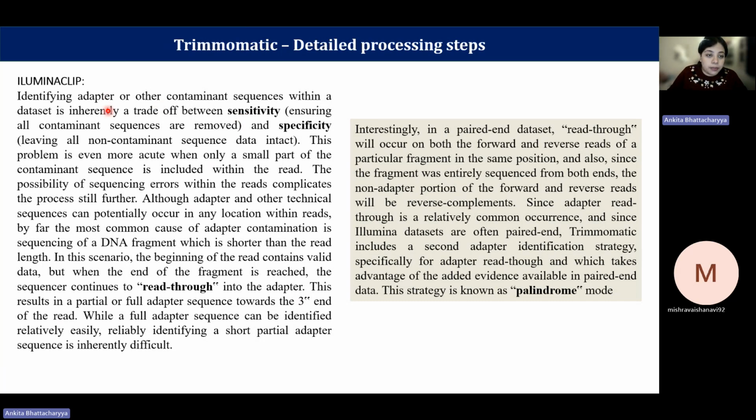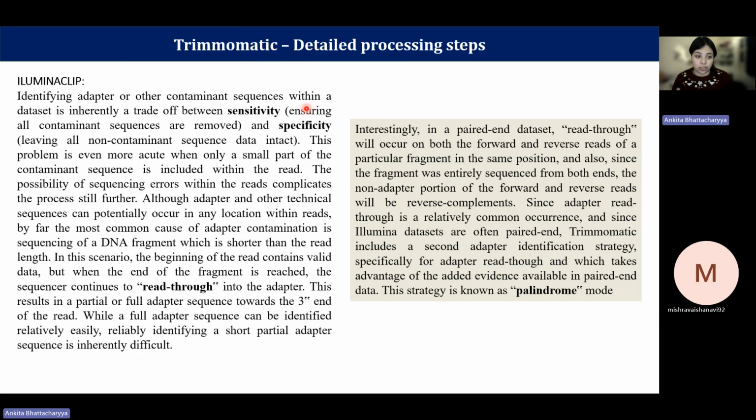Now, this particular step is a trade-off between sensitivity and specificity. What do we mean by these terms with respect to this particular tool? Sensitivity means that the tool should be sensitive enough to find and remove any contaminant sequence that is present. So its accuracy of detection should be very high, where every time it comes across a contaminant sequence, it is able to detect it. Second, specificity means that it should not incorrectly get rid of actual sequence data, and it should leave all the non-contaminant and valid sequences within the data intact.